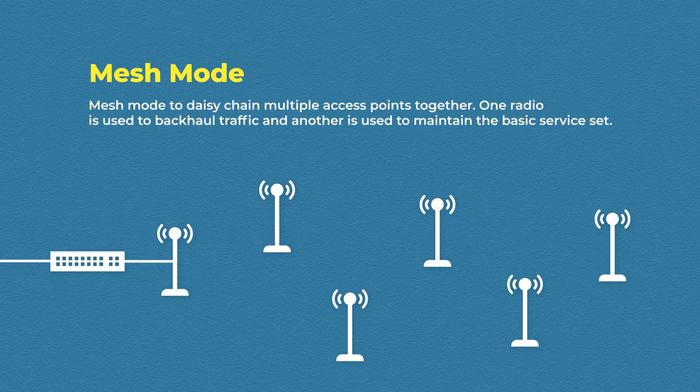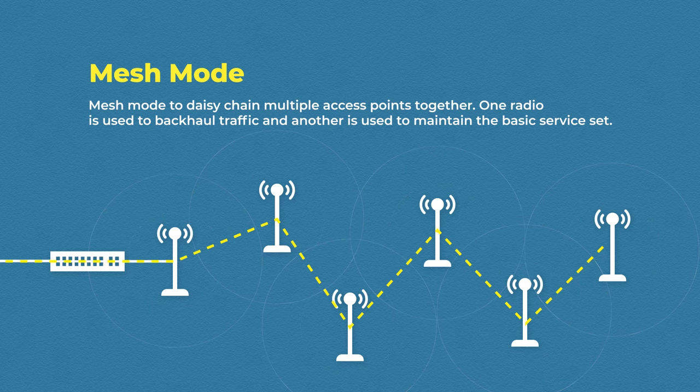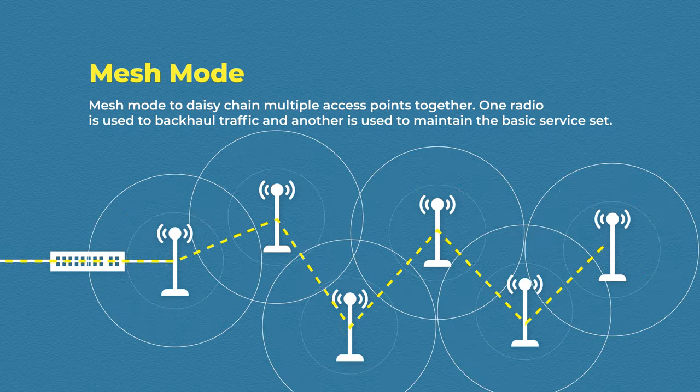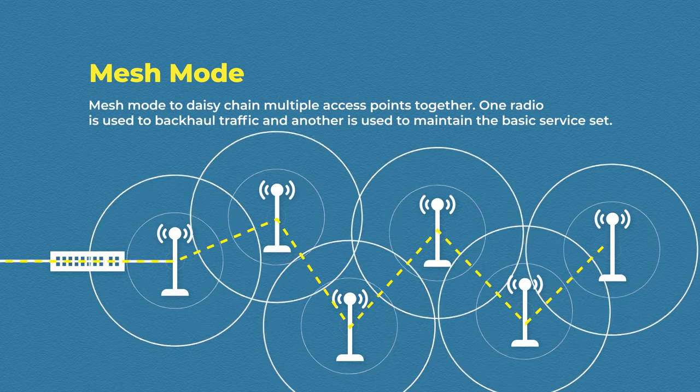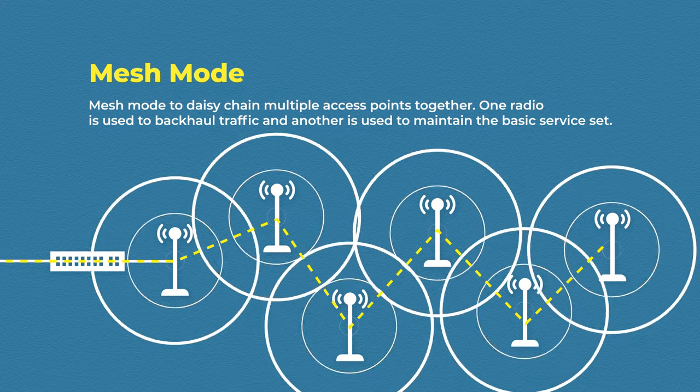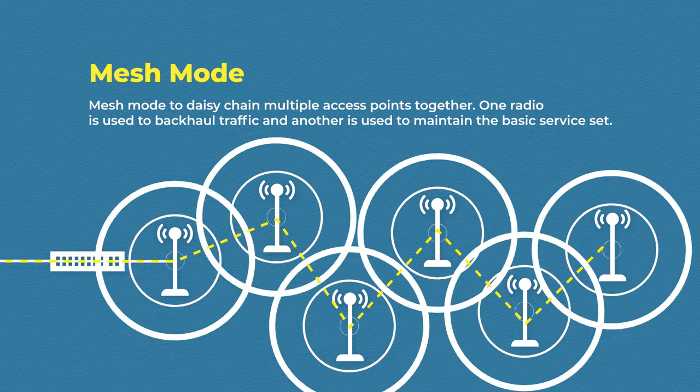So the last one to talk about is mesh mode. When you have a very large area to provide wireless coverage for, it's not always possible to connect every access point via cables back to the wired network. So instead, we can use mesh mode to daisy chain multiple access points together. The way this works is each access point will have two radios. One will use a channel to backhaul client traffic from the access point back to the wireless network, and the other will use a channel to maintain that basic service set network. This creates a seamless wireless network across large areas.